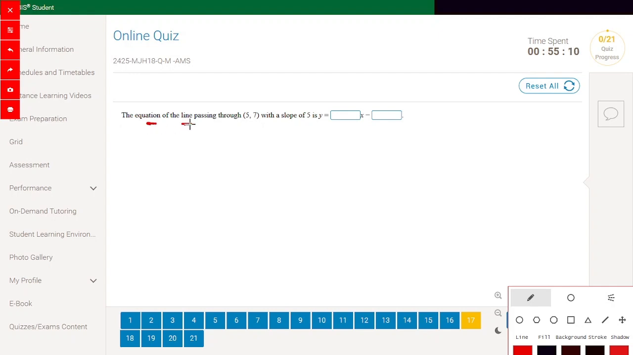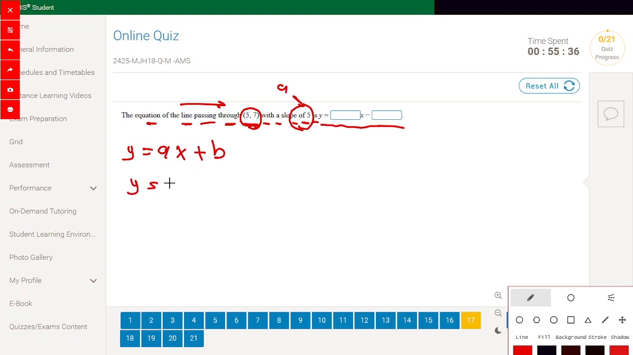The equation of the line passing through (5, 7). This is the point. The line is passing through the point. That means this point is a solution, with a slope of 5, and this is the equation. Now we have the slope, which is a. Now I have the line equation, y equals ax plus b. Now a, which is the slope, is 5. So that means y equals 5x plus b.